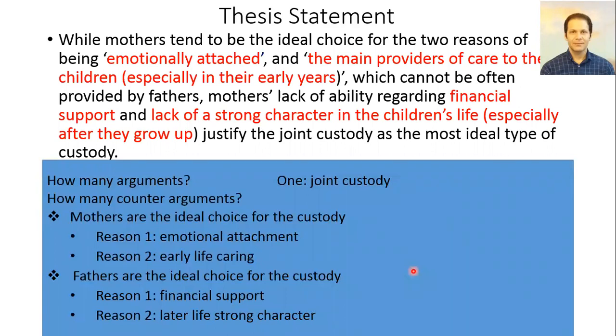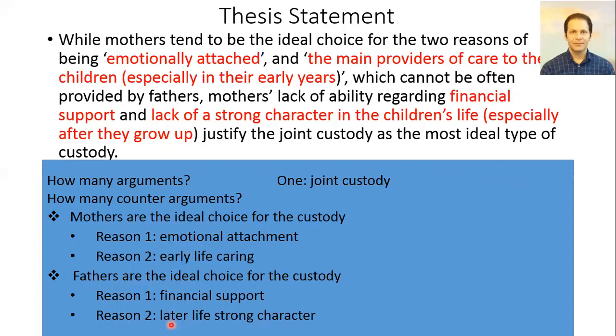Now, how many arguments do we have here? 1. Joint custody is the best solution. How many counter arguments do we have? 2. The first counter arguments talk about mothers as the ideal choice, while the second counter arguments talk about fathers as the ideal choice. And then for each one, there are two reasons. Mothers can provide emotional attachment or emotional support. Fathers can provide financial support. Mothers can provide care in the early life. Fathers can provide care in the later life.